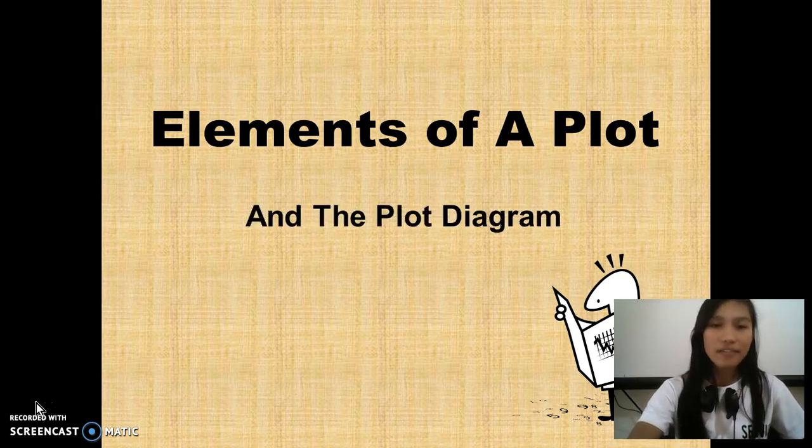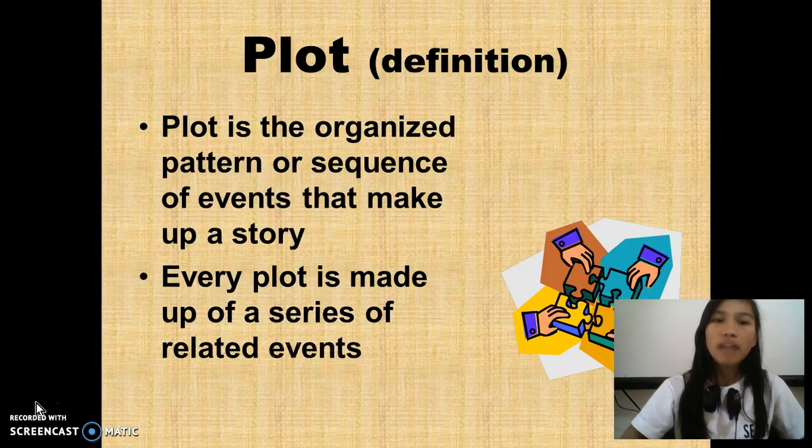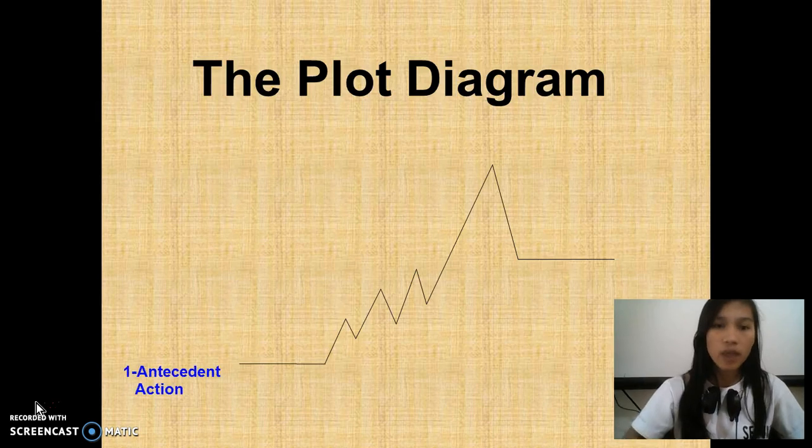First, let's define plot. Plot is the organized pattern or sequence of events that make up a story. Every plot is made up of a series of related events. What are these related events? Let's see the plot diagram.